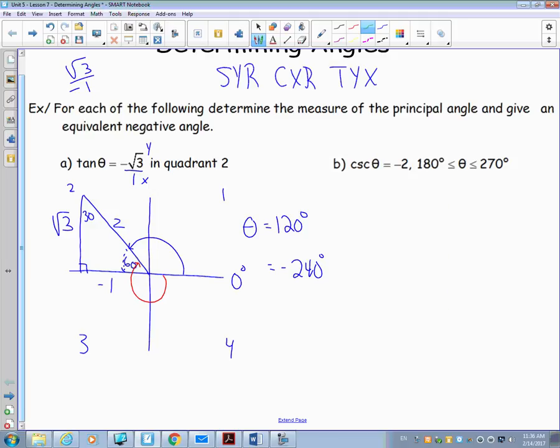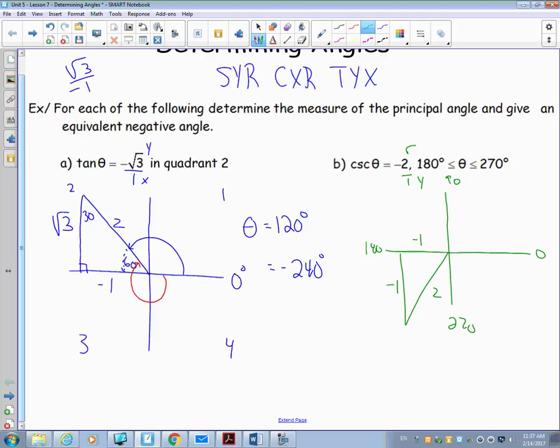I've got cosecant theta, and they want me to draw it between 180 and 270. So 0, 90, 180, 270. It has to go here. Cosecant, again, we can put a fraction in there, is related to sine. It's the opposite of sine. So this is r, and this is y. So r is 2, y is 1. Where should that negative sign go? We can't put it on r. It has to be on y.